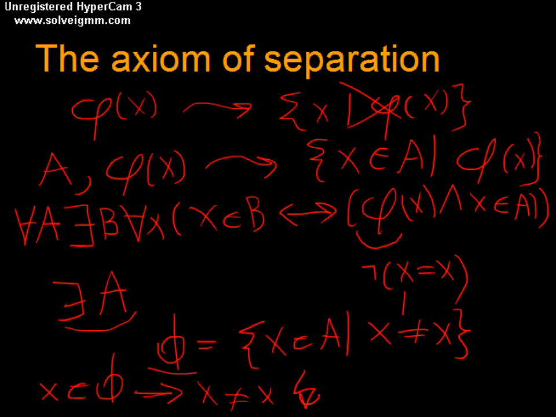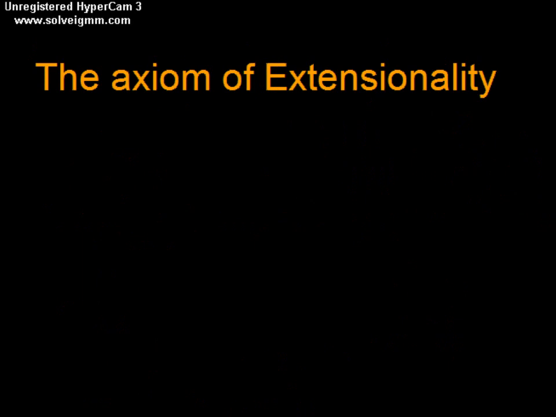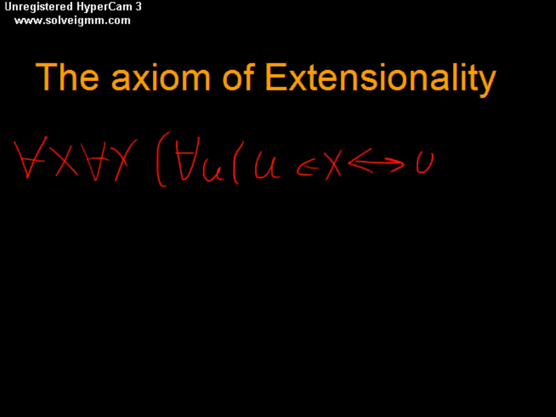To answer this question, we need a new axiom. This new axiom is the axiom of extensionality. This axiom tells us exactly when two sets are equal. The axiom says that two sets are equal if and only if they have the same elements. If we write it as a well-formed formula, then we have the following. For all x and for all y, if for all u holds that u is an element of x if and only if u is an element of y, then follows x equals y.